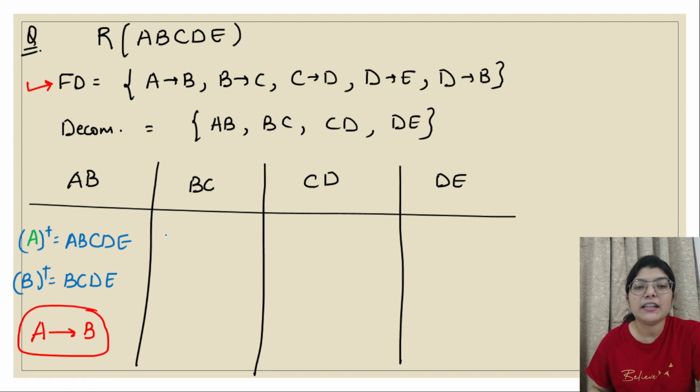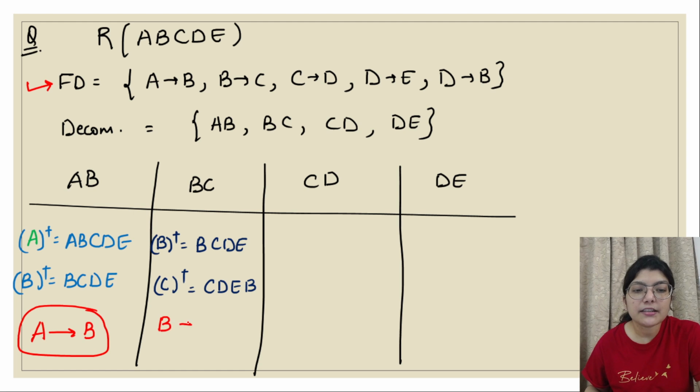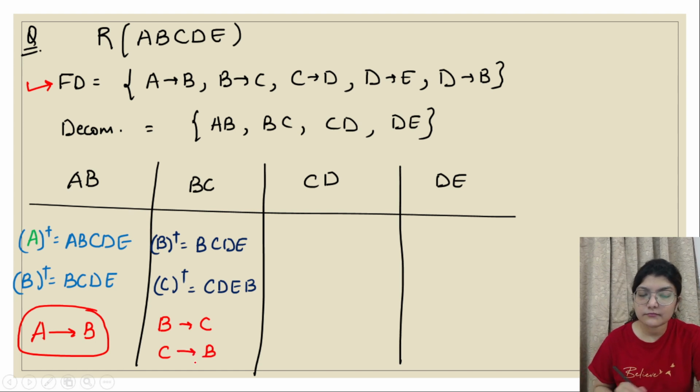Next, we will check for B and C. Again, we take the closure of B, and the closure of B will be the same: B, C, D, E. And what will be the closure of C? Closure of C will be C to D, D to E, and D to B. I am getting B as well, from D to E and D to B. So what functional dependencies did I get? I got B to C, and I have received C to B as well. I hope this much is clear to everyone.